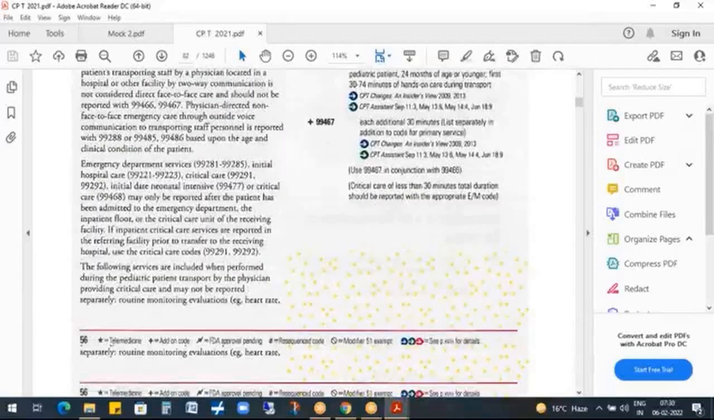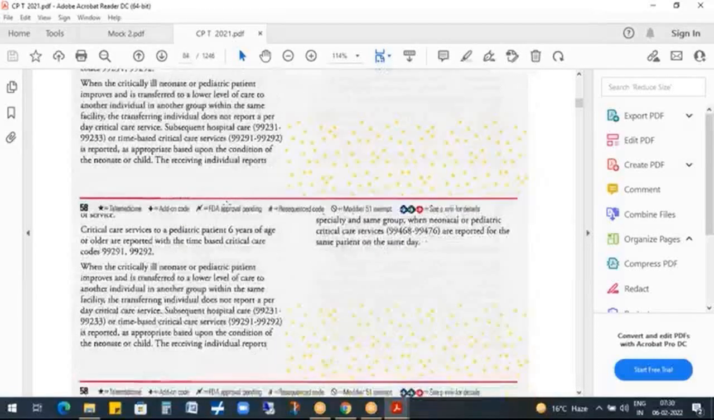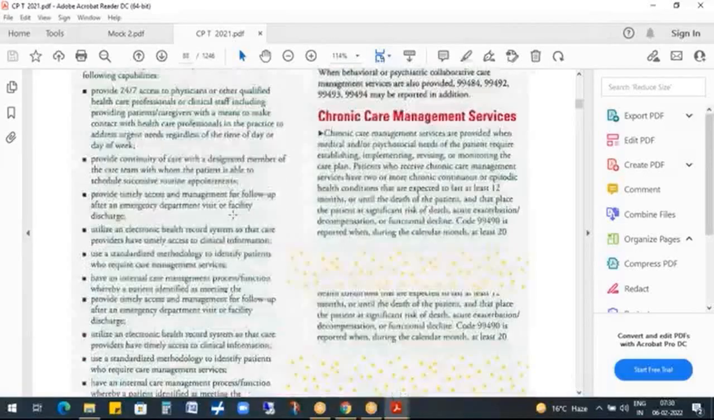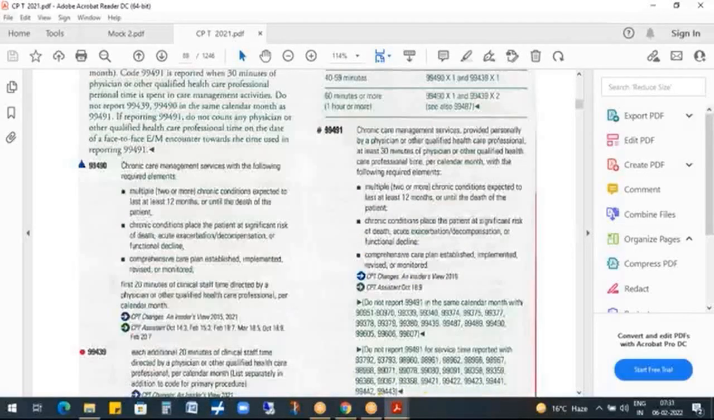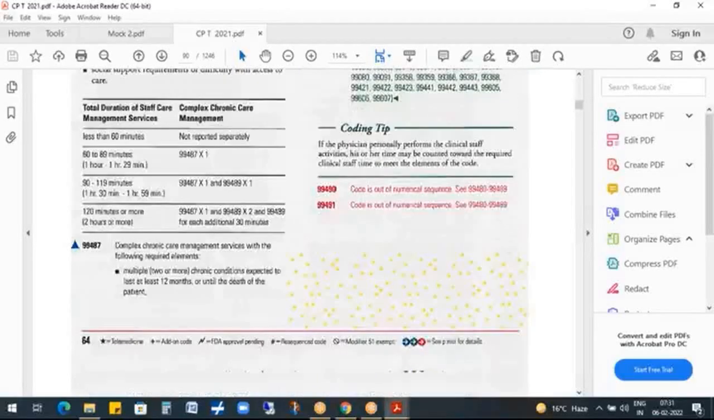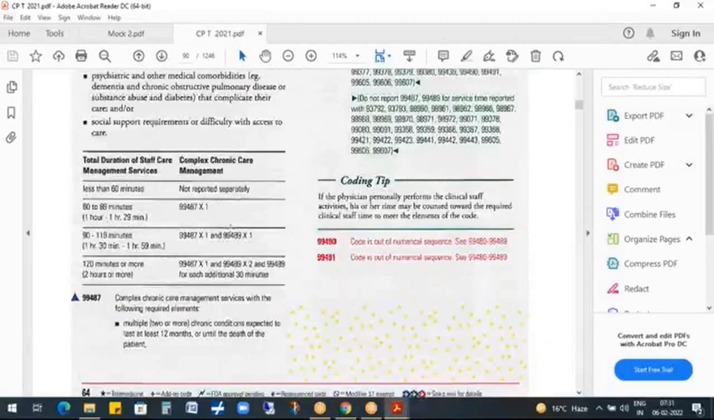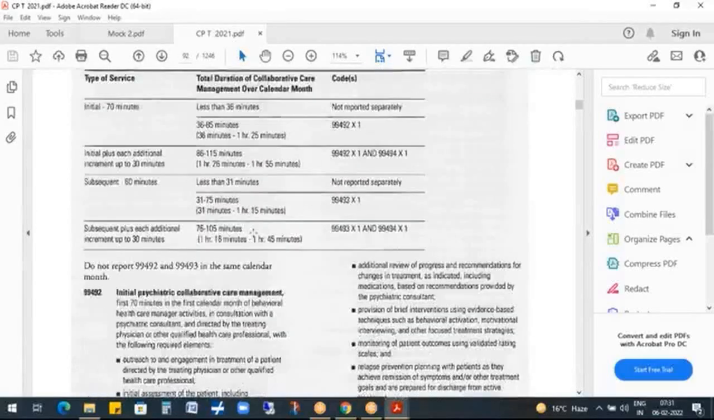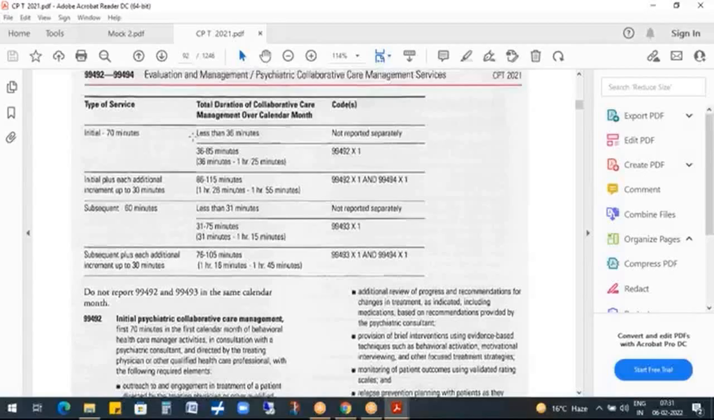What are the codes list? 99493, 99492, 99494. Can you see this table on my screen? Yes, sir. Now, is this an initial visit or a subsequent visit in the scenario? It is an initial visit, right?